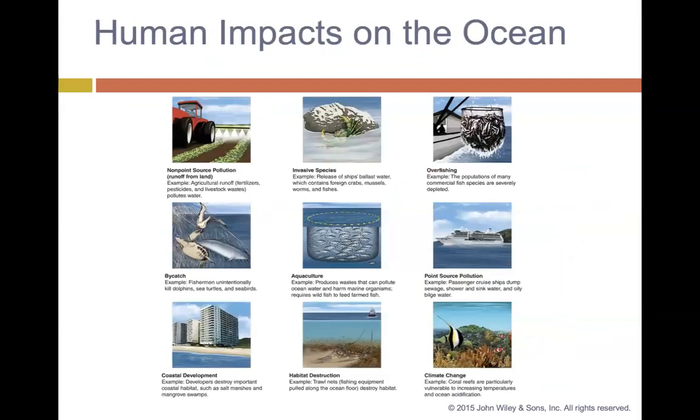Human impacts on the ocean. You can see pollution, invasive species, overfishing, point source pollution from cruise ships, aquaculture, bycatch, coastal development, habitat loss, and climate change can all have an impact on the ocean.